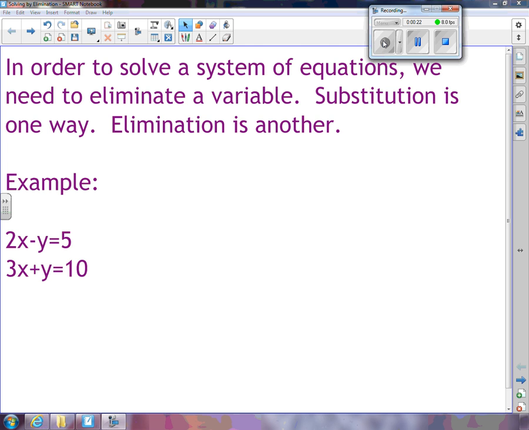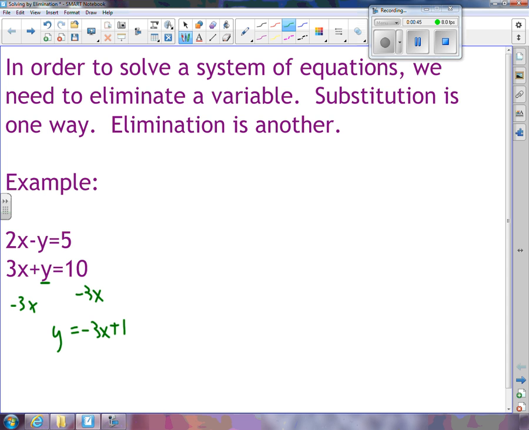So we're first going to do this problem with substitution. In substitution, the first step is to get one of your variables alone. It looks like this y might be the easiest to get alone because it's positive and there's no coefficient. A coefficient is just a number in front of the variable. So if I subtract 3x from both sides, I get this y alone.